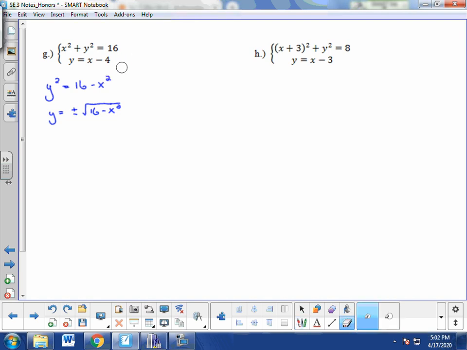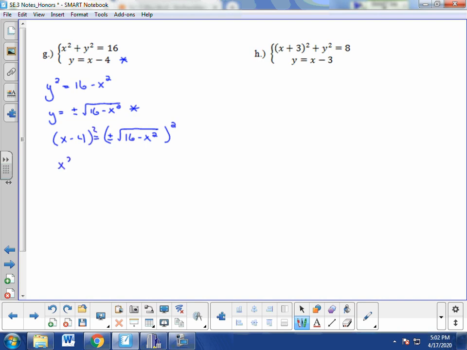So here are my two equations. y equals x minus 4, and y equals plus or minus the square root of 16 minus x squared. So x minus 4 equals plus or minus the square root of 16 minus x squared. I need to get rid of the square root. So in order to get rid of the square root, you square both sides.